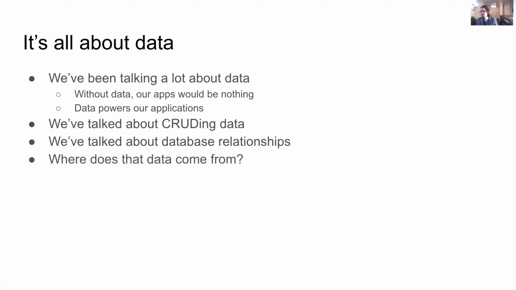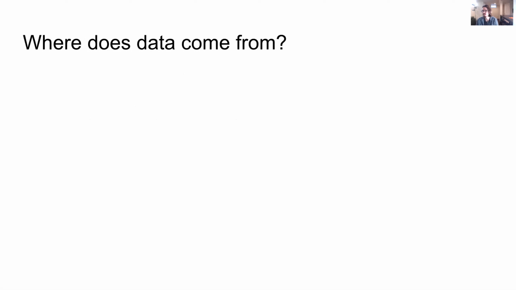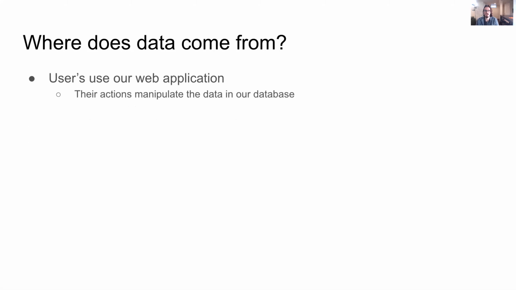But where does this data come from? That's the big question of today's class. We've talked about how to deal with data, how to store data, and how to model data using our models, but how do we get input for that data? Our users are going to need to tell us what they want to do. So in the workflow of a web application, a user uses it, and their actions manipulate something in the database. This is a concept that I mentioned last week.